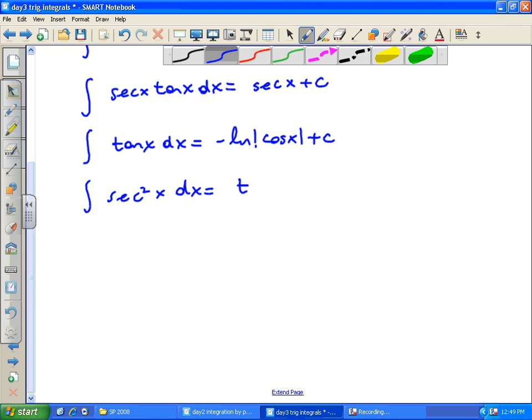How about the integral of secant square? Tangent x, because the derivative of tangent is secant square, right? Now, how about the integral of tangent square? Any suggestions how we can do that one? Maybe we already talked about it on the first day.